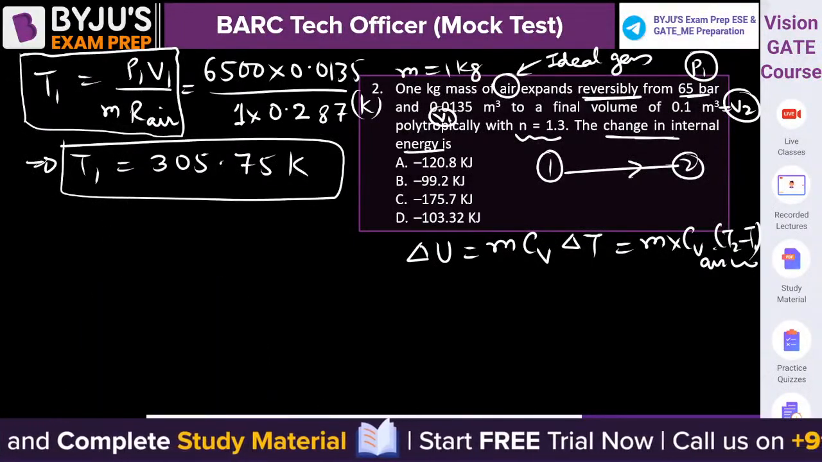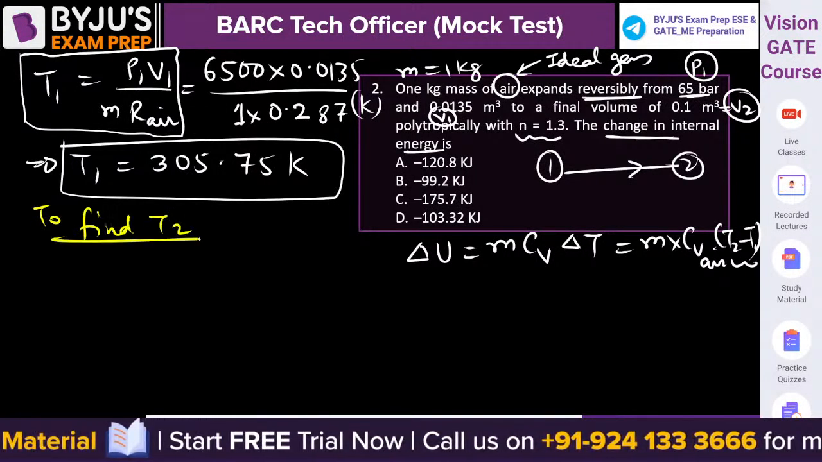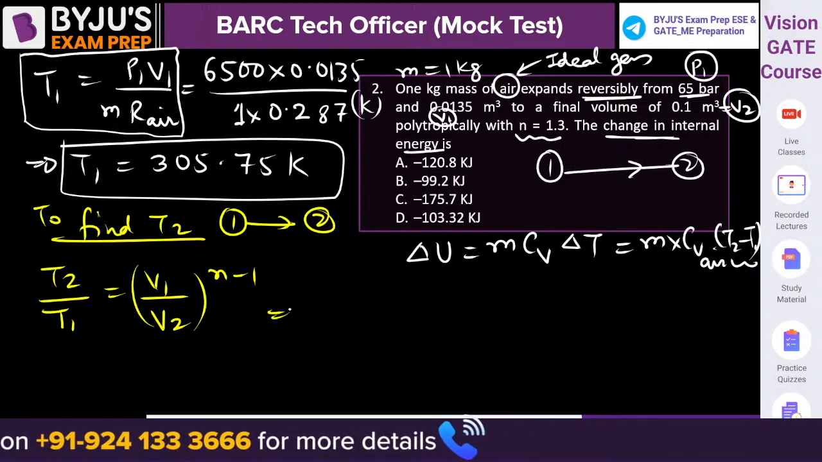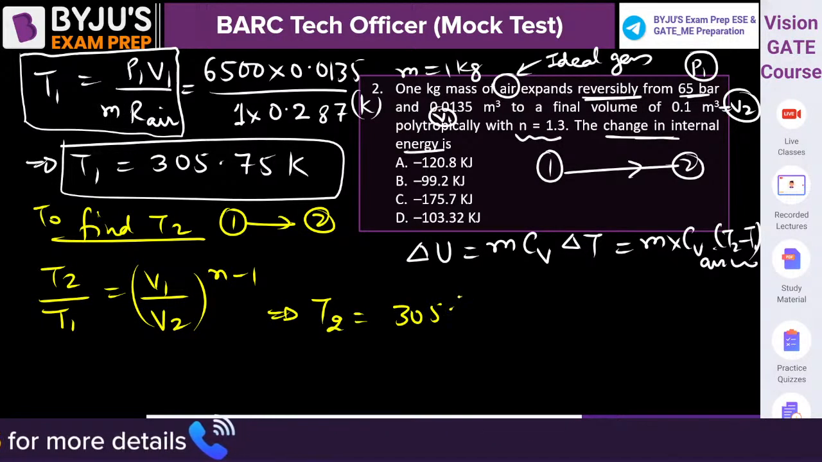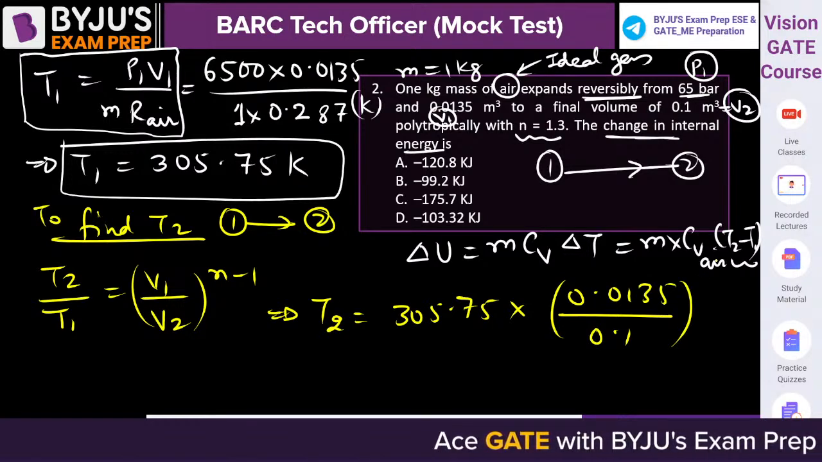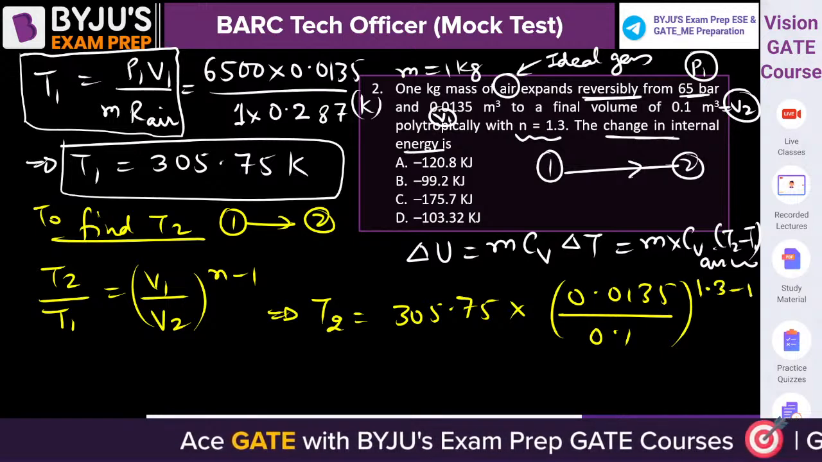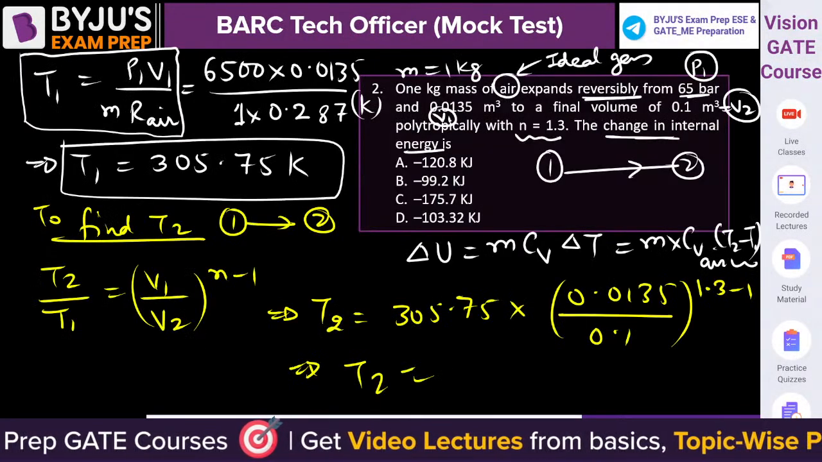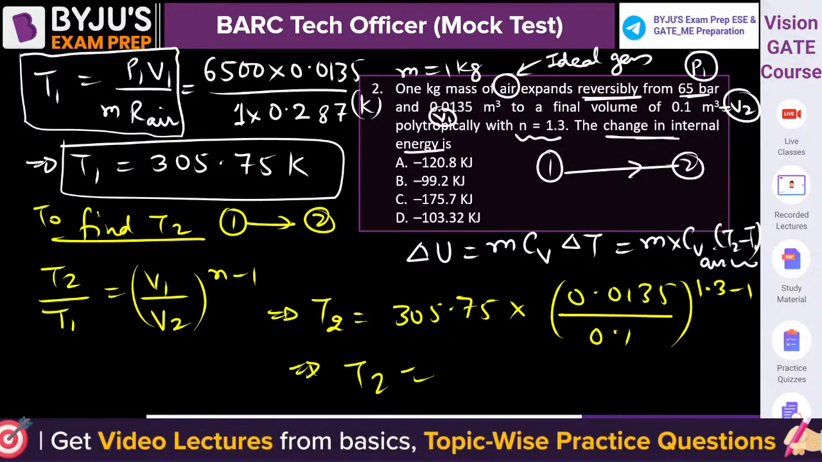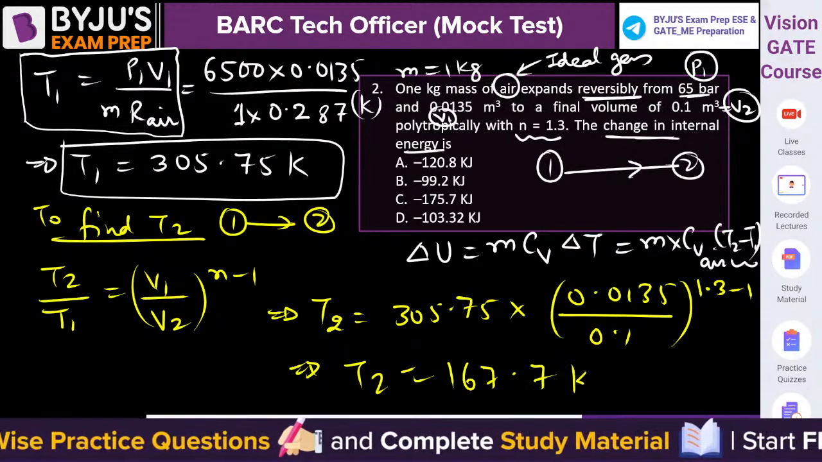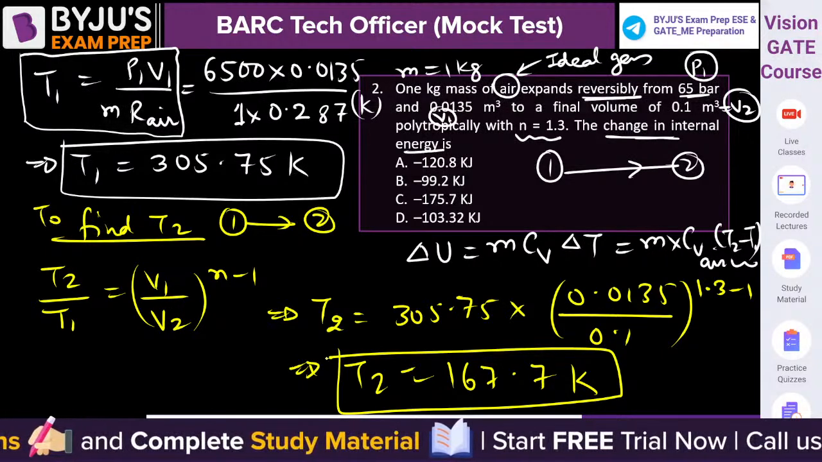And how to find out T2? Using the polytropic process. To find T2, 1 to 2 is a polytropic process. Can we say T2 by T1 is equal to V1 by V2 to the power n minus 1? So T2 is equal to 305.75 into V1 by V2, where V1 and V2 are given. V1 is 0.0135 upon 0.1, to the power 1.3 minus 1. Can you find out the value of T2? It must be something around 167.7. Please do let me know the value of T2.